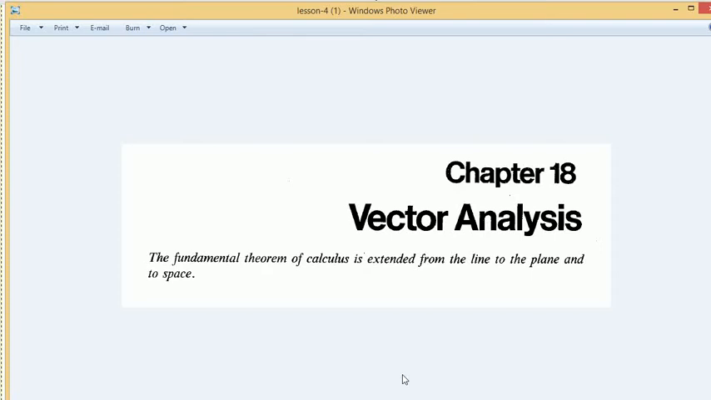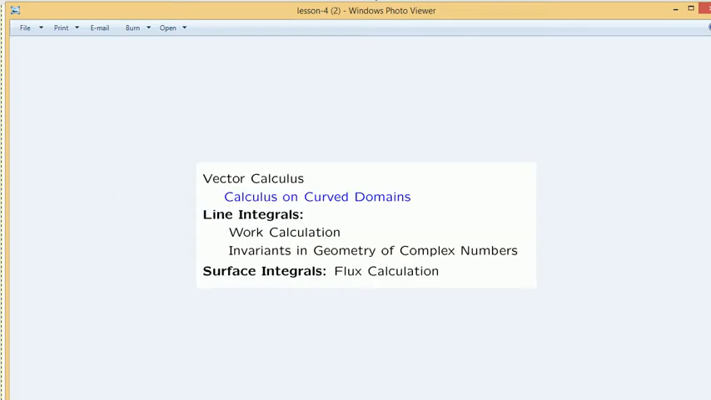Chapter 18 is called Vector Analysis, and some books call it Vector Calculus. I use the term calculus on curved domains, because I think that explains more about what this chapter is. So we've been learning calculus 1, 2, and 3 so far, right?